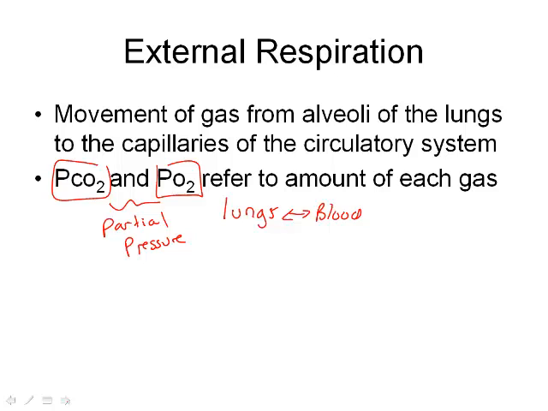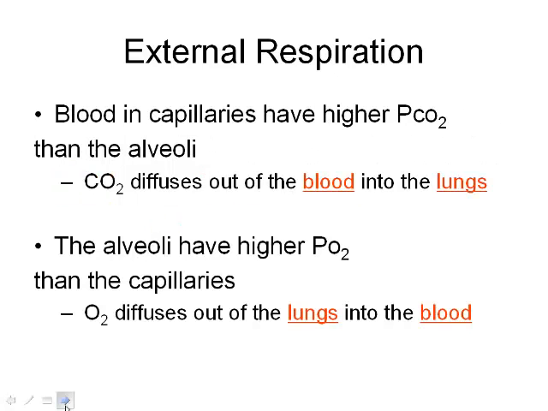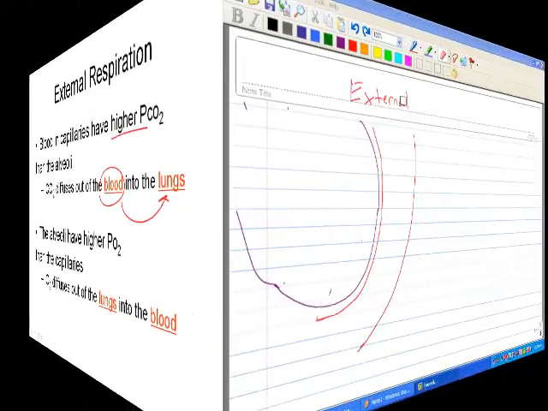If the partial pressure of CO2 is high in one area, it will try to go to the area that is low through diffusion. Okay, so you can think about PCO2 and PO2 as just basically meaning how much stuff there is. So external respiration, these are your two scenarios. If the blood in the capillaries has a higher CO2 than the alveoli, then the CO2 is going to diffuse out of the blood and into the lungs so we can exhale it.